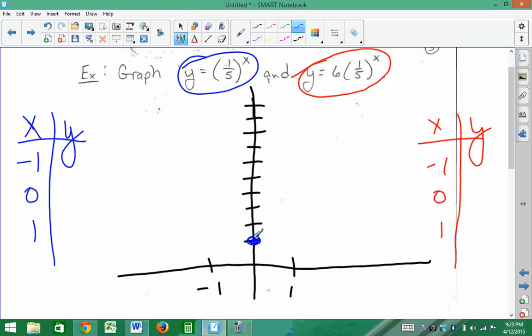And if I put in 1, I get 1/5. All right, so this is looking like a decay problem. And if I put in negative 1, I get 5.